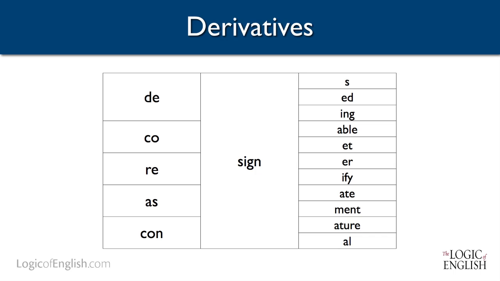So let's create some words together. We could make the word design, just with a prefix in the word, or designs, or designed, or designing, or designer. We could do cosign, we can do resign, we can do assignment, we can do consignment, we could do no prefix and something like signature or signal. You can see that there are maybe 100 or more words just off of this one matrix.